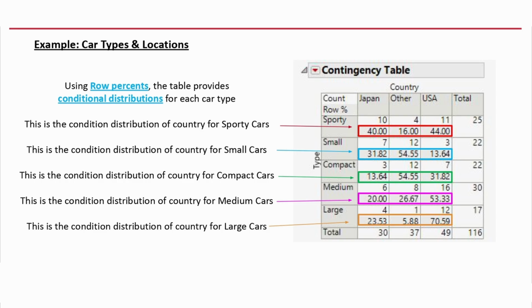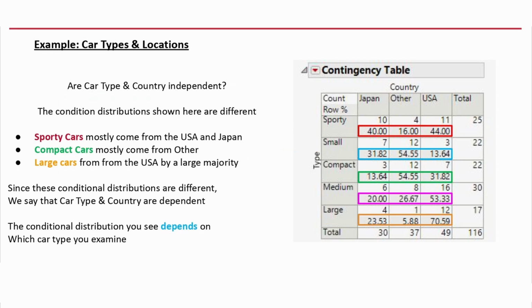Now, to tell whether country and type are independent or dependent, I'm going to look to see if the conditional distributions for the different types of cars are the same. That is, I know that out of the sporty cars, 40% come from Japan, 16% come from somewhere else, and 44% come from the US. But is that also true for the other 4 types of cars? In this case, it's certainly not true. The conditional distributions for these types of cars are actually pretty different.